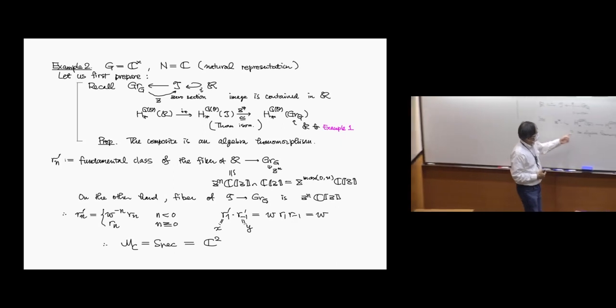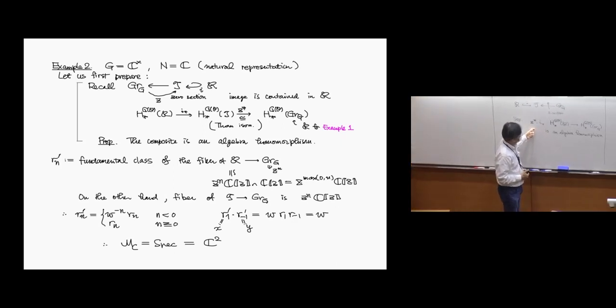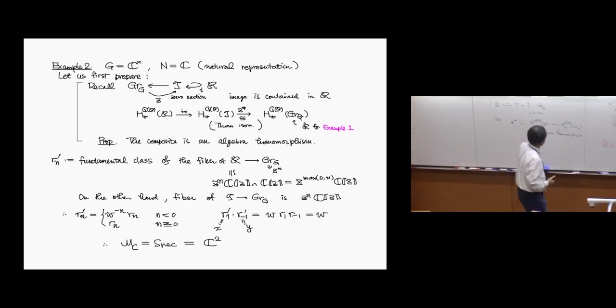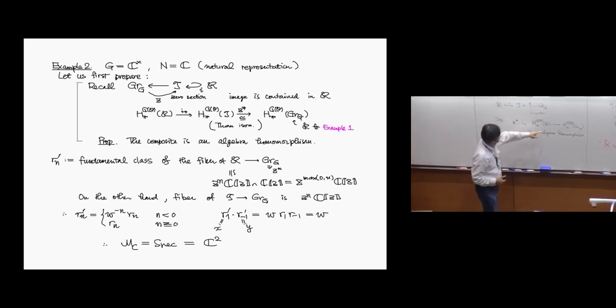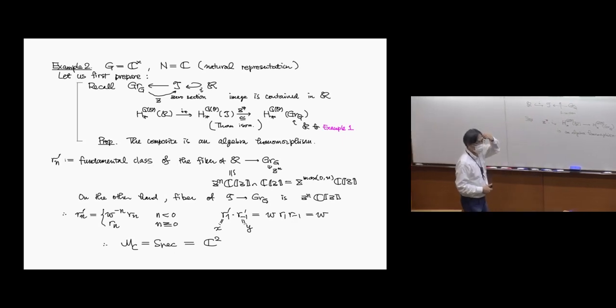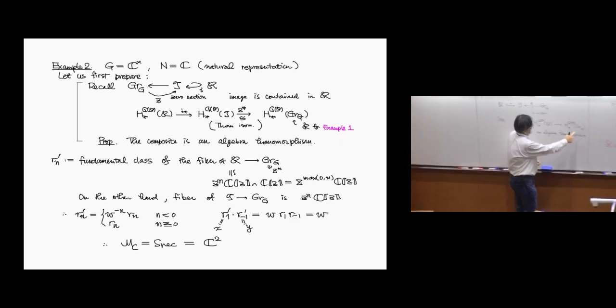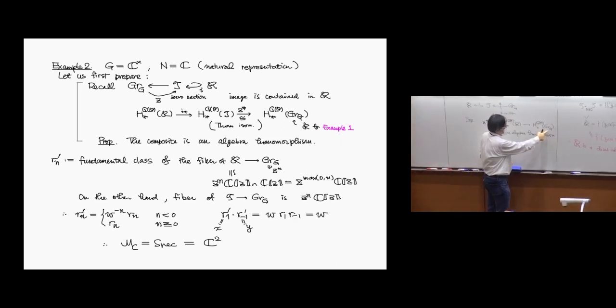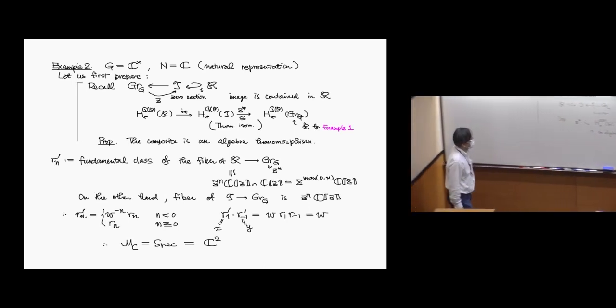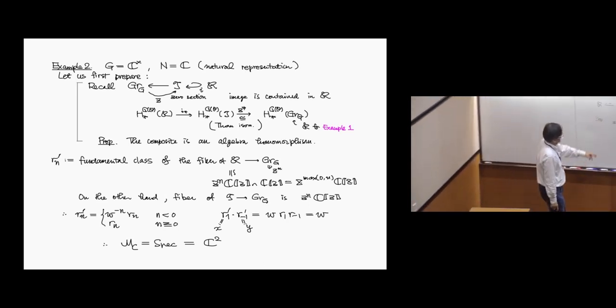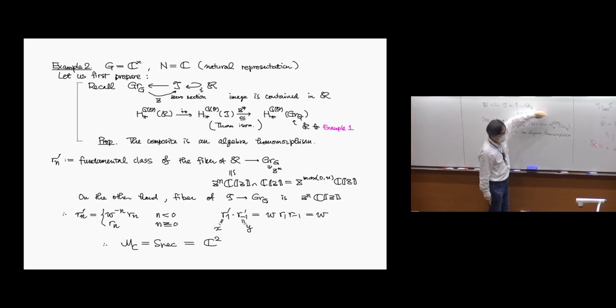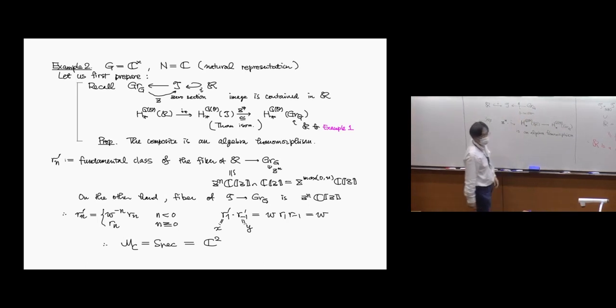So we apply this result to the case of this example. We are considering the case where G is C star and the representation is the one-dimensional natural representation. And this is the example which I first computed. So this gives C cross C star. So you can use the computation there to compute the convolution product in here.